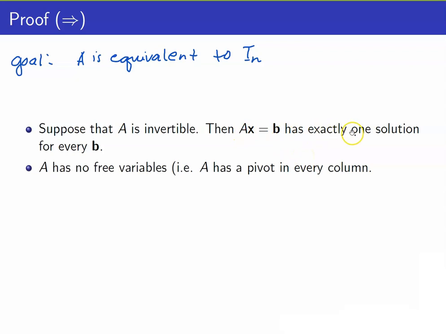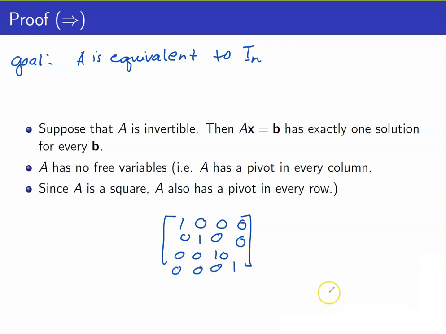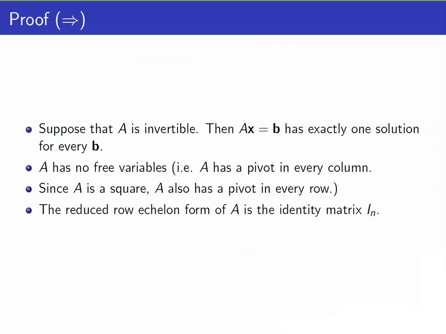If this has exactly one solution, that means that A has no free variables. If A has no free variables, that is saying that A has a pivot in every column. But A is a square matrix. So therefore, if you have a pivot in every column, A also has a pivot in every row. So how will your A look now? It has a pivot in every row and every column. This is saying that its reduced row echelon form would become the identity matrix. Hence, the reduced row echelon form of A is the identity matrix.